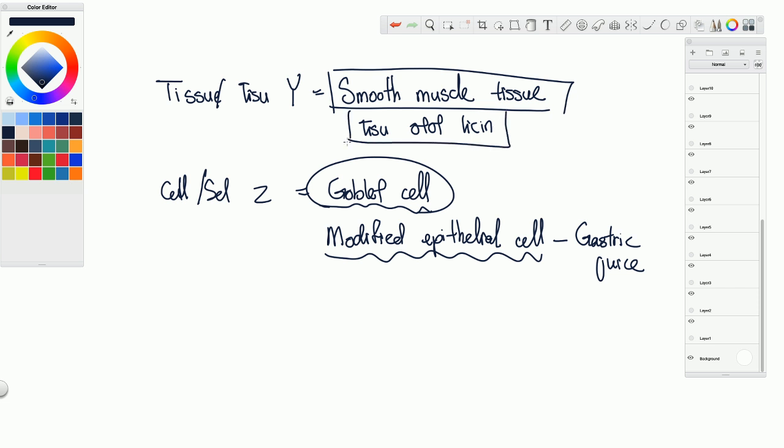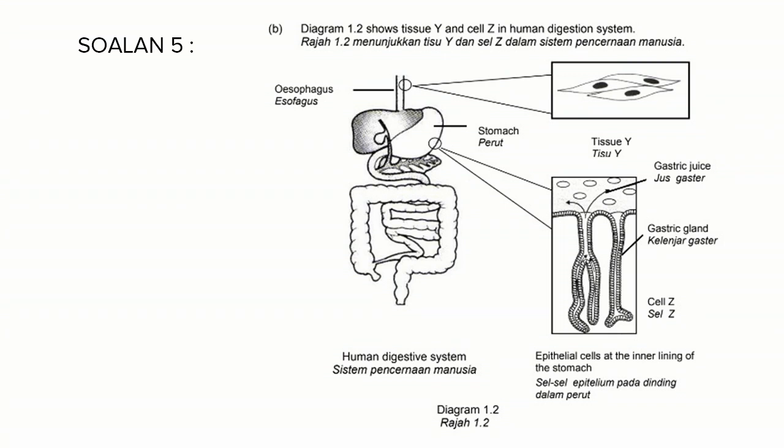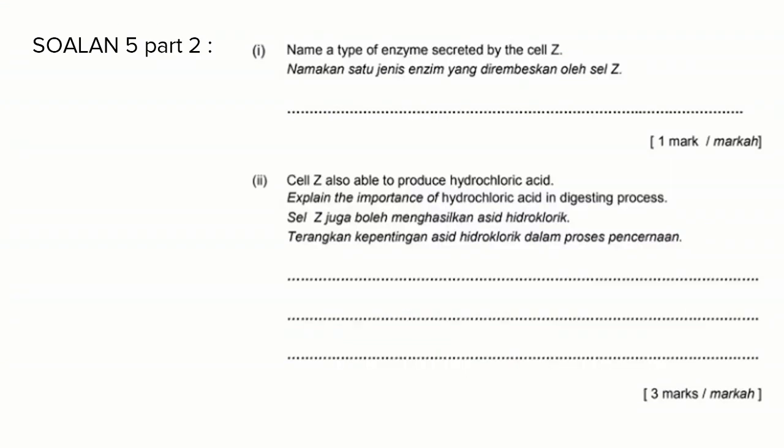Okay, sini hanya sebahagian saja. Kena tengok bahagian bawah soalan dia sekarang. Apa yang dia nak tanya? Masih hanya sebahagian saja. Kena tengok bawah dia, apa yang dia tanya, baru kita boleh jawab. Okey, maksudnya ini merupakan soalan struktur. Yang pertama, kamu kena namakan satu jenis enzim yang dirembeskan oleh Z. Z tadi ialah di bahagian perut. Kalau di bahagian perut, dia boleh merembeskan gastric juice.